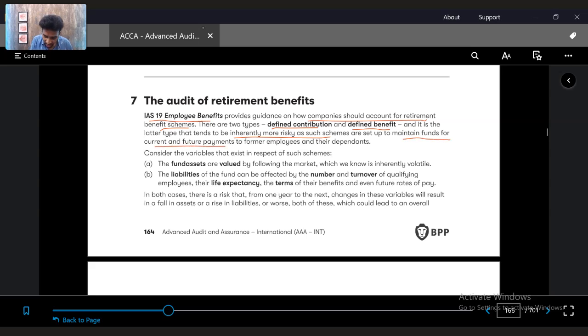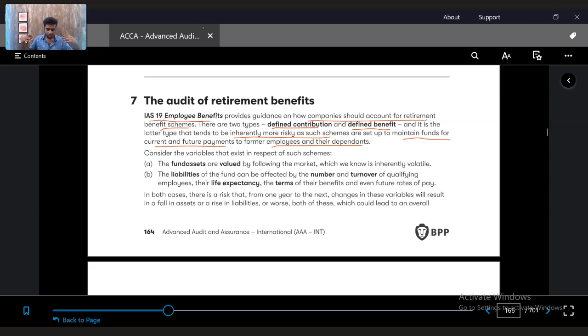But a defined benefit plan is inherently riskier, as it is set up to maintain funds for current and future payments to former employees and their dependents. So defined benefit is where they are going to get a fixed sum even after they are retired or dead. Their dependents will get a specific pension or amount even after the employee has left. So that is called a defined benefit. It is much riskier compared to a defined contribution, and we have riskier accounting concepts as well.